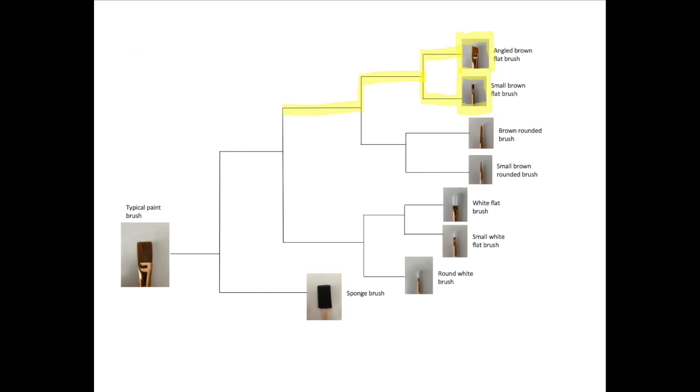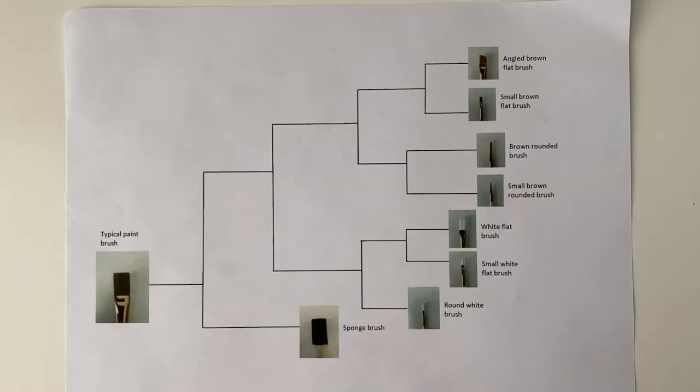These brushes are most similar to the common ancestor and to each other out of the OTU pairs because of their shape and color, and this is shown by having the shortest branches attached to them.